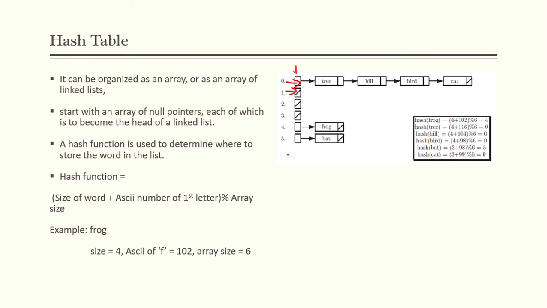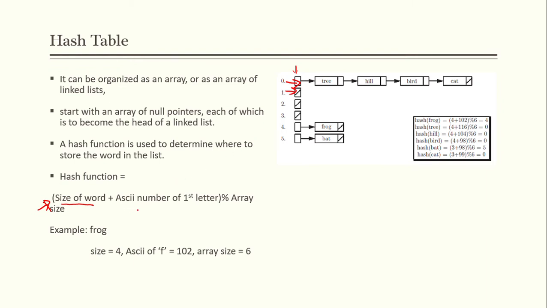A hash function is used to determine where to store the word in the list. So how do you know where to store it? We use a hash function. What is the hash function? It is calculated using this formula. First, the size of the word. For example, tree, T-R-E-E, the size is 4. Hill, H-I-L-L, size is 4. Bird, B-I-R-D, size is 4. Cat, the size is 3. That is the size of the word.